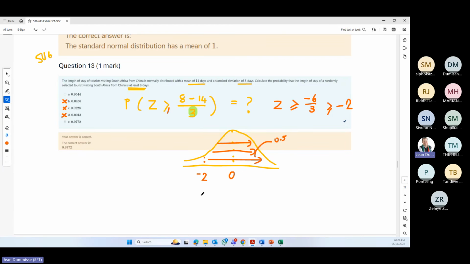And one can do 2 things. You can go and say, well, the bigger area, so I can actually go to, and let's first get the Z table.